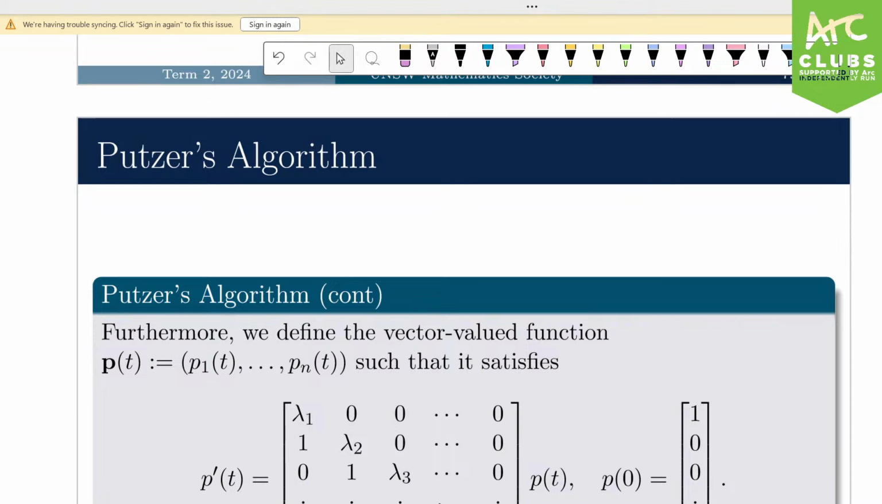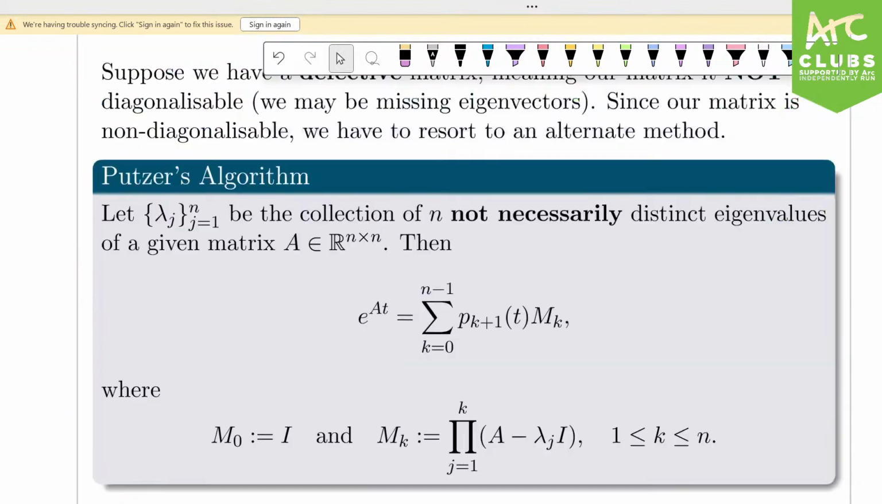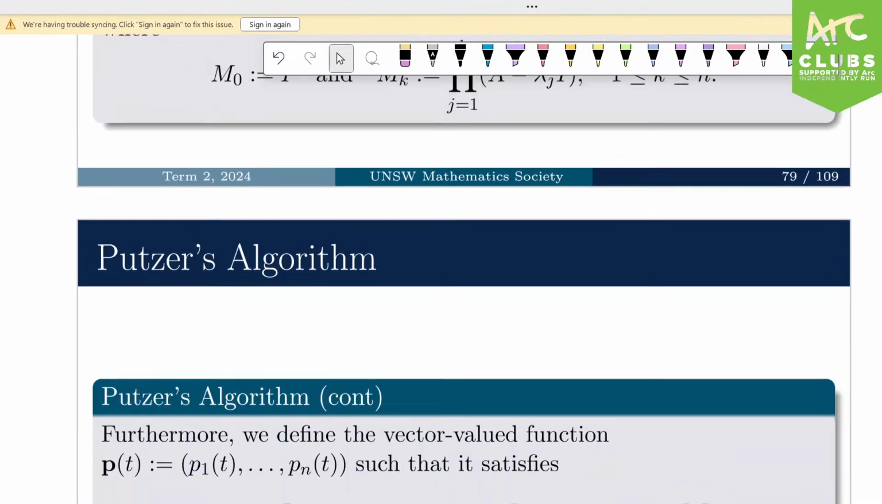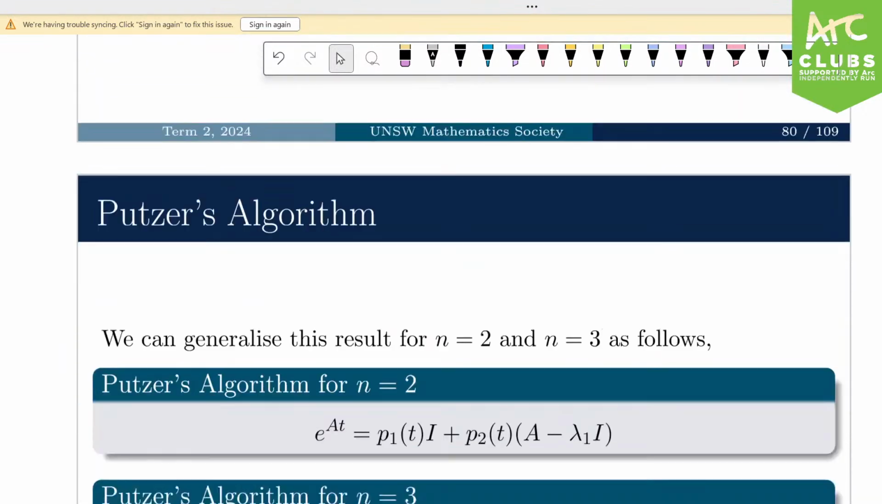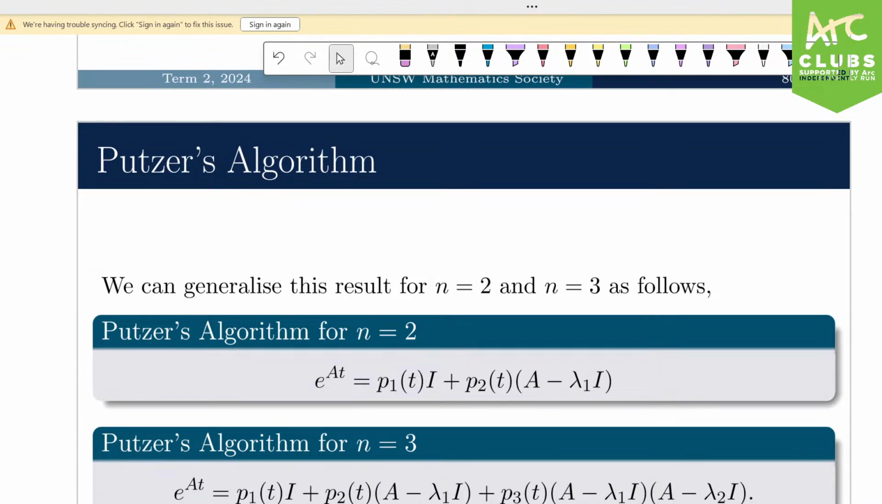So we take this matrix, we multiply it by p of t, and that's how we get p dash of t. And we say that the initial condition p of 0 is this vector with zeros everywhere except for the first entry, which is 1. This looks quite horrific. I don't like this expression. But we only have to know Putzer's algorithm for n equals 2 and n equals 3. We're not going to be asked to compute anything beyond this.